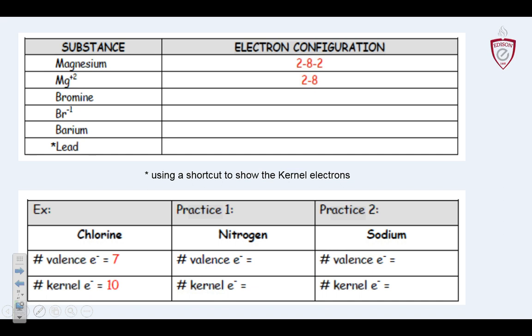Man, I get this kernel and valence messed up all the time. Well, the key is the valence. Okay. So as long as we get the valence right, we can add up the rest to get the kernel, and we should be good.